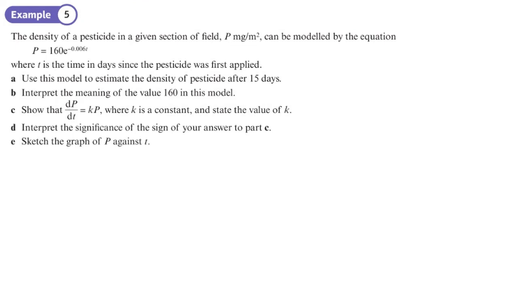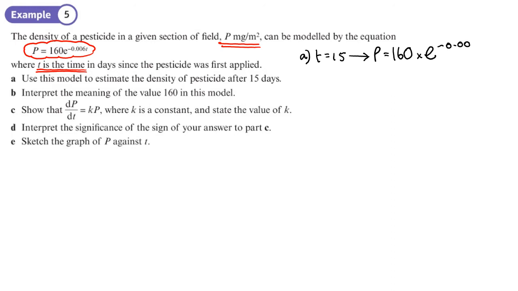Right, we have our formula here. T is the number of days since the pesticide was first applied. There's our units. So part A, use this model to estimate the amount of pesticide after 15 days. Well then, T is just 15. So the amount of pesticide is going to be 160 times by e to the negative 0.006 times by 15.